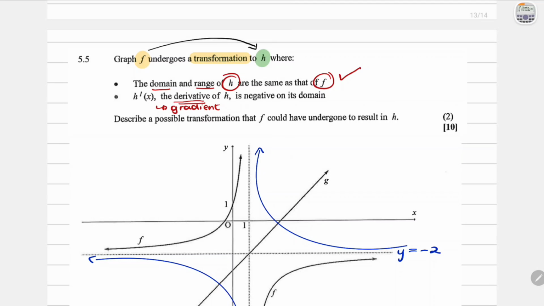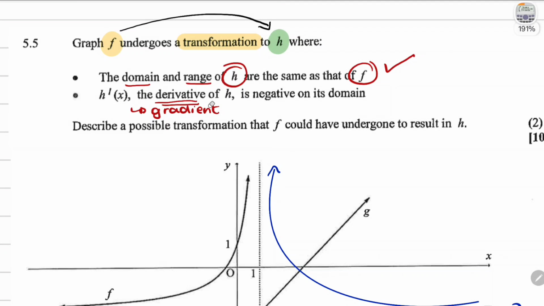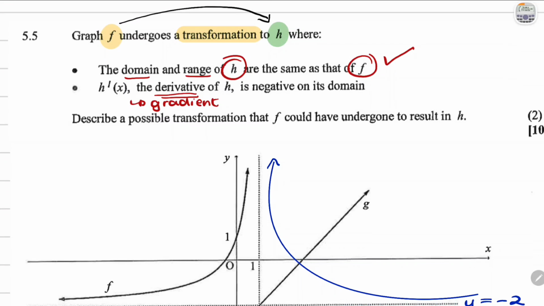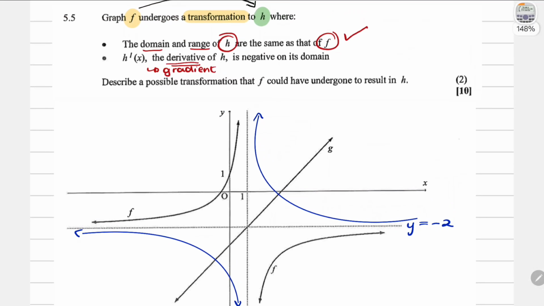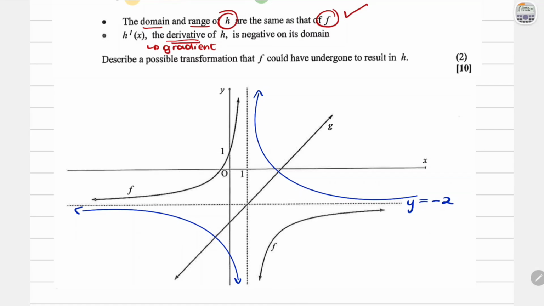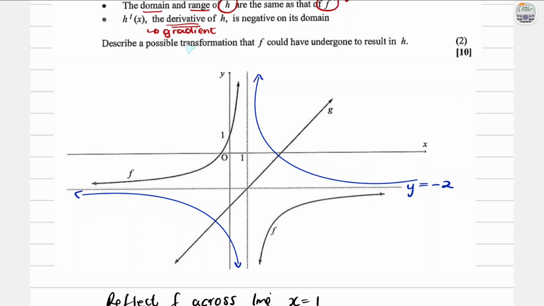Now, what do they mean by this? h prime, the derivative, is also negative on its domain. Let's actually check whether that's true or not. Is the gradient negative? Here's how you can find out where the gradient is positive and where it's negative. When you see derivative, it means gradient.